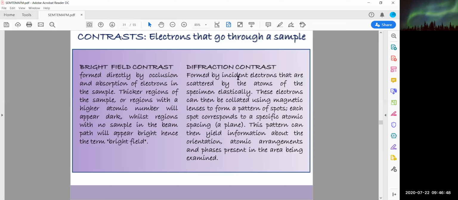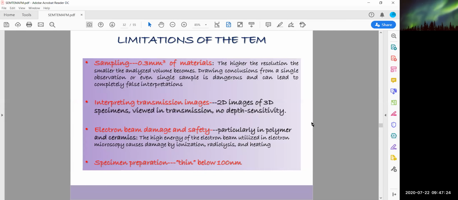And in contrast, the dark field image is formed by incident electrons that are scattered by the atoms of the specimen elastically. These electrons can then be collected using magnetic lenses to form a pattern of spots. Each spot corresponds to a specific atomic spacing or plane. This pattern can then yield information about the orientation, atomic arrangements, and phases present in the area being examined. Okay, so these two are being used, dark field image and bright field image.